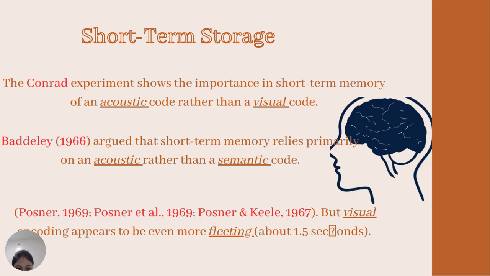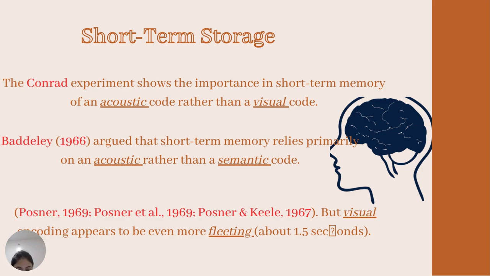Then Baddeley, 1966, argued that short-term memory relies primarily on an acoustic rather than semantic code. So he is the same as Conrad, however, he differentiates the semantic code. To give you a brief idea of what semantic code is, it's basically general knowledge that you know. For example, you know that the grass is green. So that's just one example of semantic code. But of course, we will explore and discuss more of it in the forthcoming slides. But to go back, Baddeley said that acoustic is remembered more than semantic code.